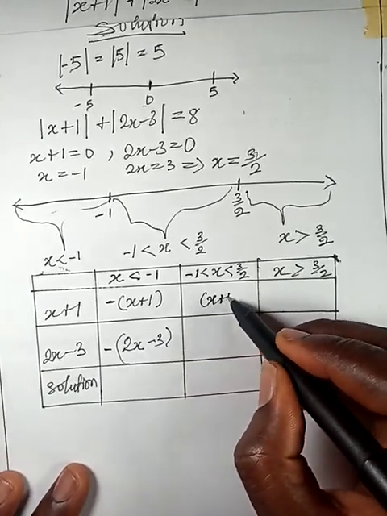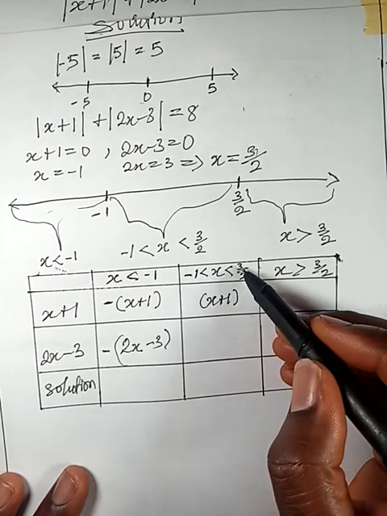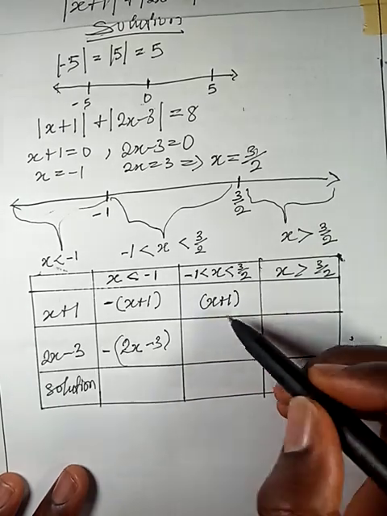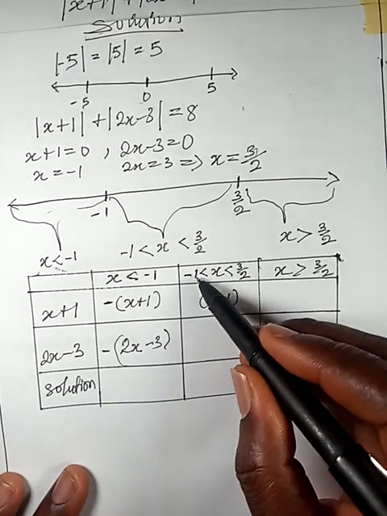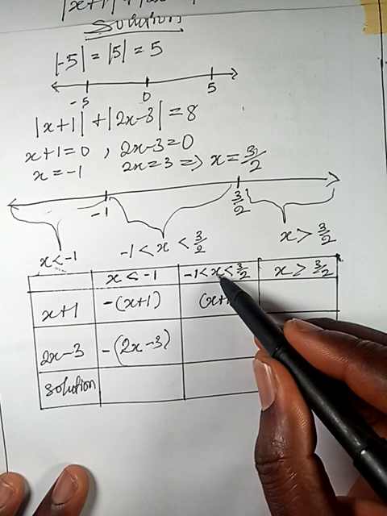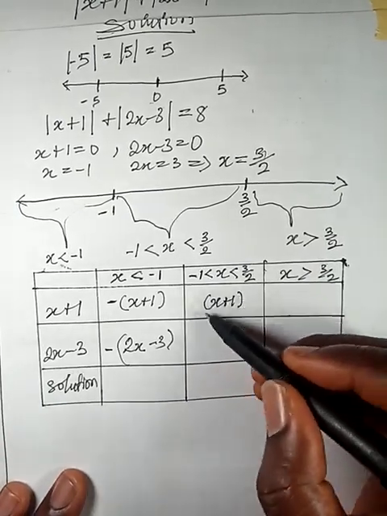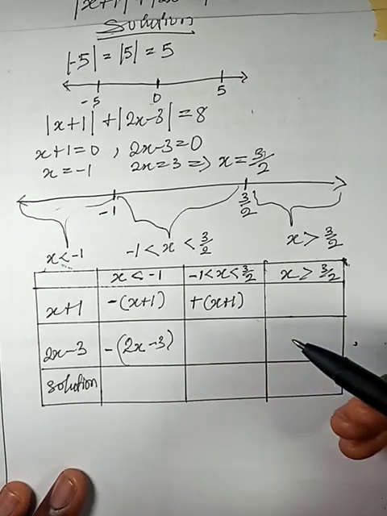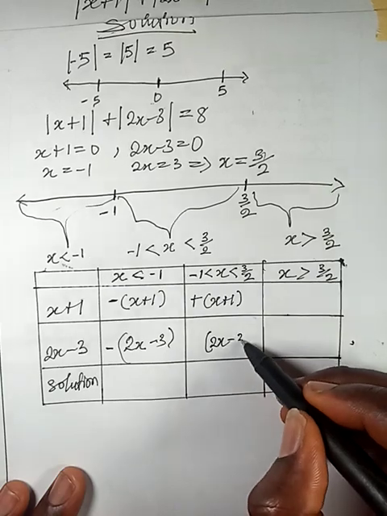x plus 1. Now, between negative 1 and positive 1.5, would this expression be positive or negative? Let's pick a number that falls between these. Let's pick 0. If x is 0, if you put the 0 here, this will be 1. That means this expression is positive. What of 2x minus 3?